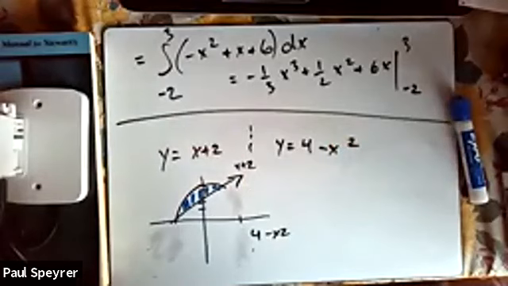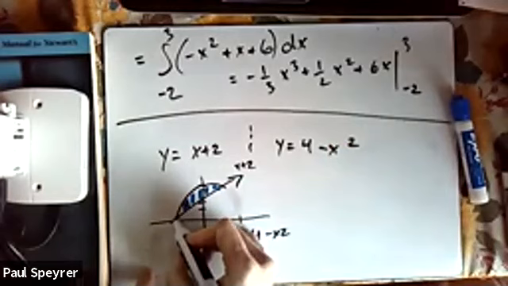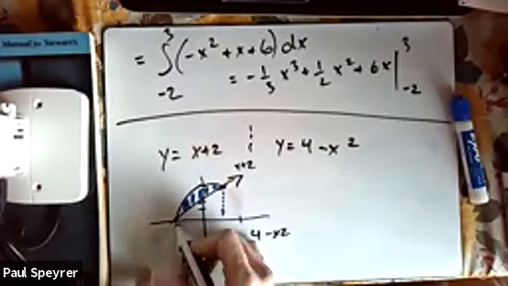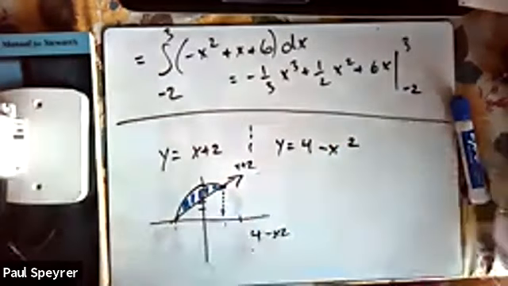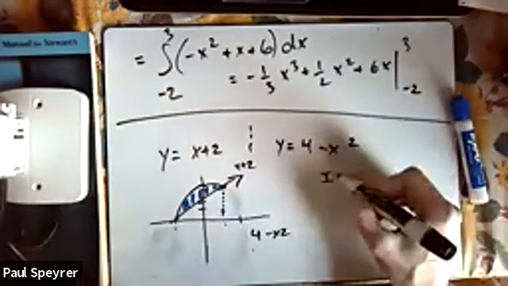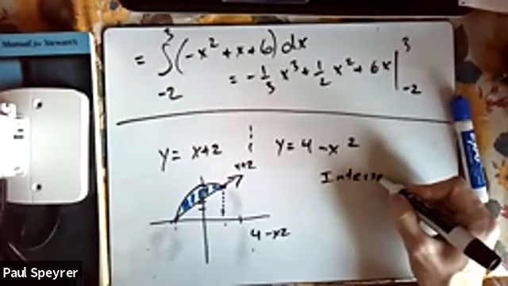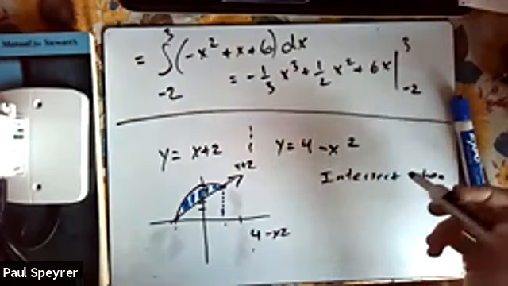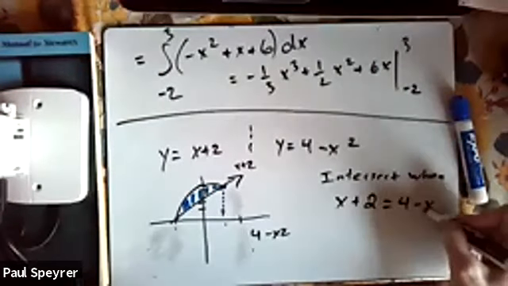Now, we need to figure out where they intersect, right? Like, what is this point? And what is this point right here, right? What's the x value? What are these two values right here? How are we going to do that? Well, we have to find where they intersect. So they intersect when we set them equal to each other, when x plus 2 equals 4 minus x squared.